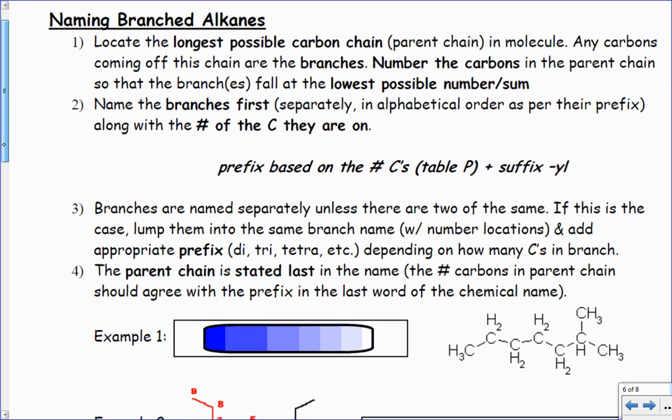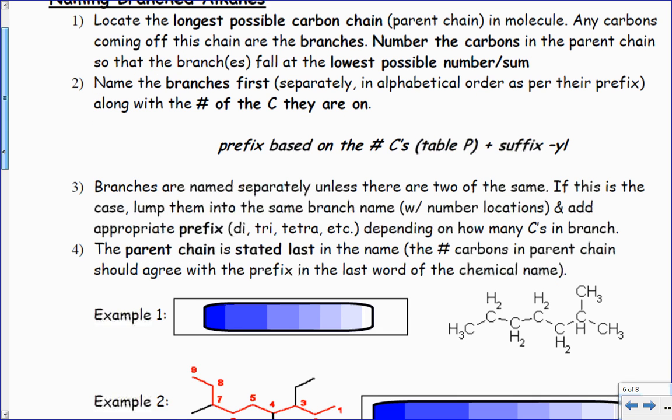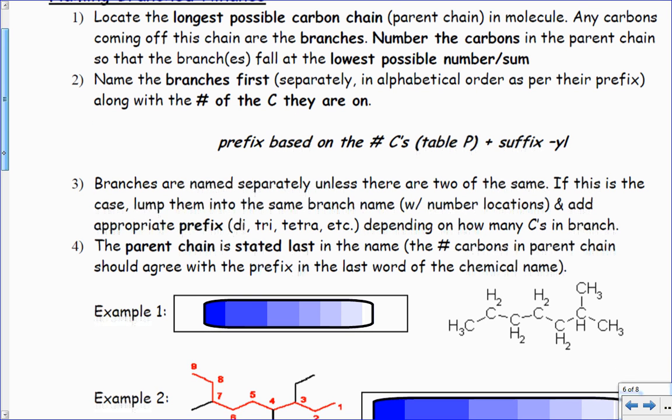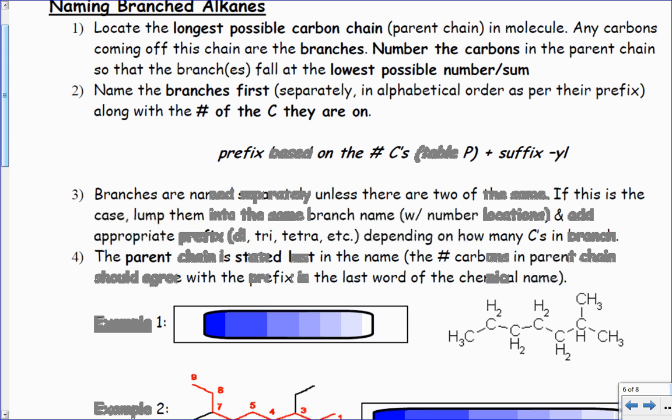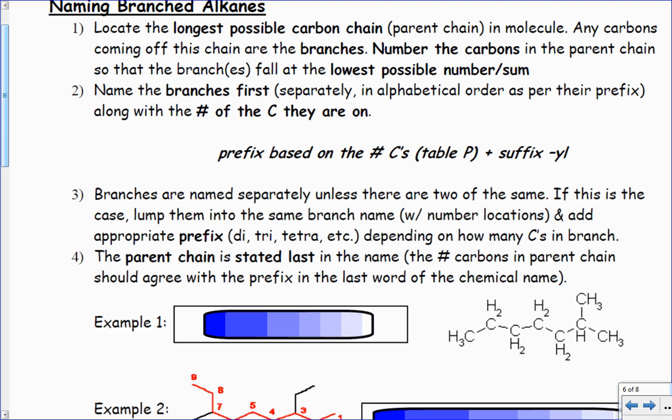Branches are named separately unless there are two of them that are the same. Then I use a di- in front, which you saw me do on the very first page. The parent chain is stated last in the name, and that's the number of carbons in the parent chain. Here is an example, and let me walk you through before we get the name.